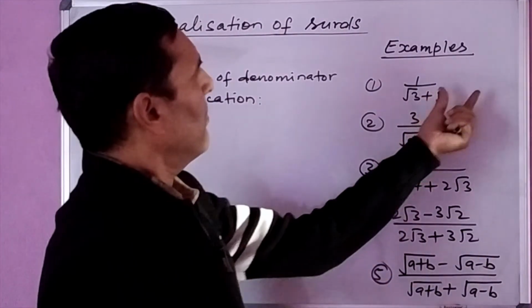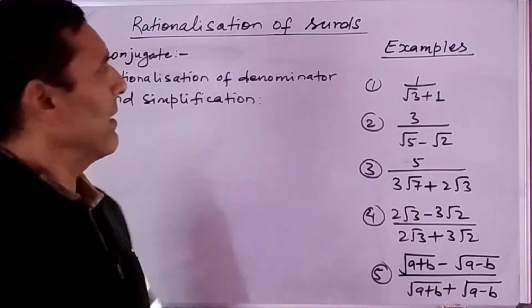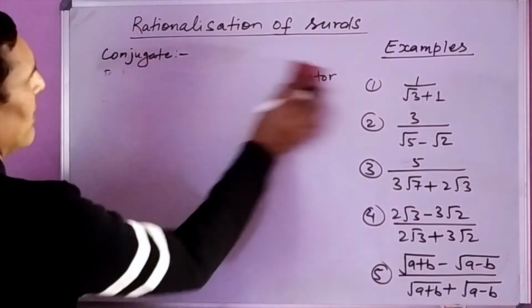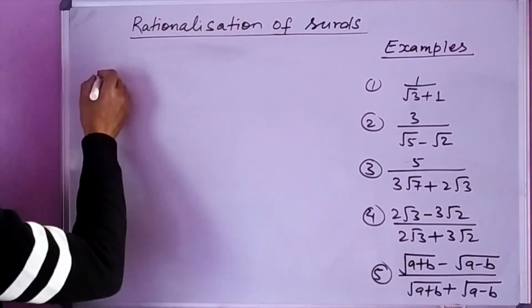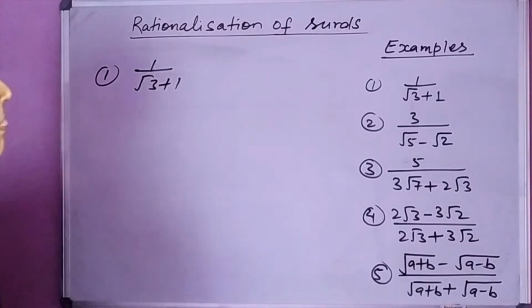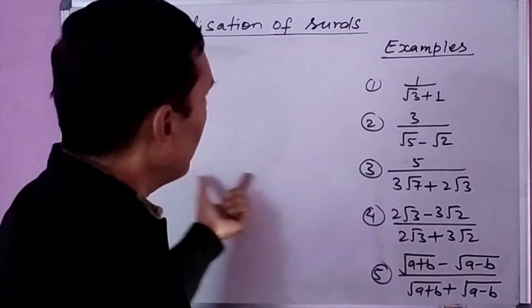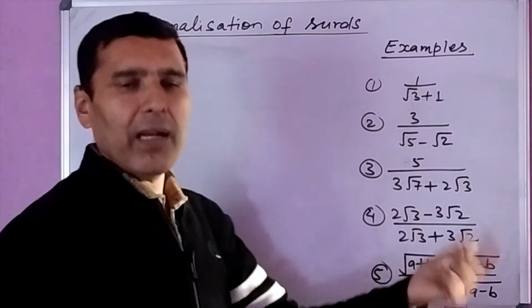Now we have some examples here for simplification. Our first question is 1 upon root 3 plus 1. We simplify such surds here by rationalizing the denominator.